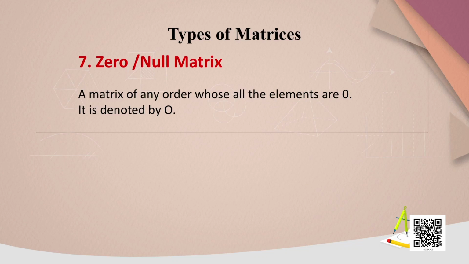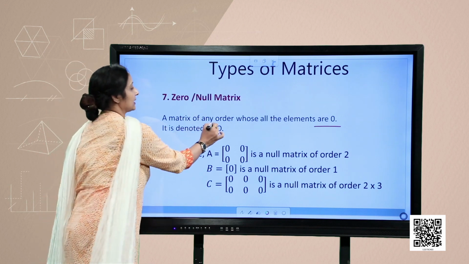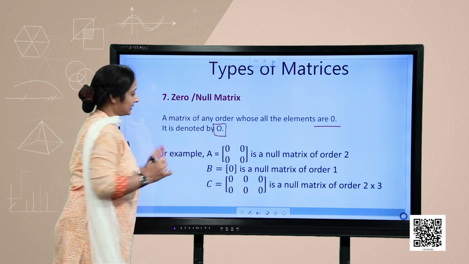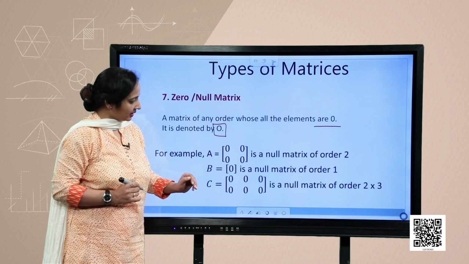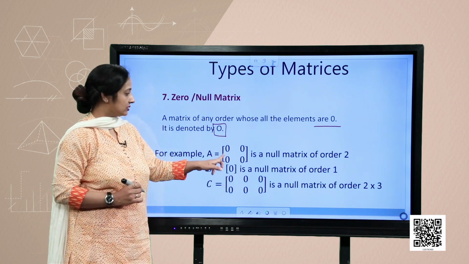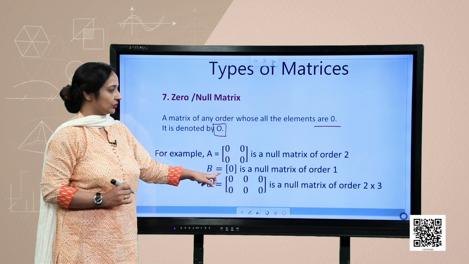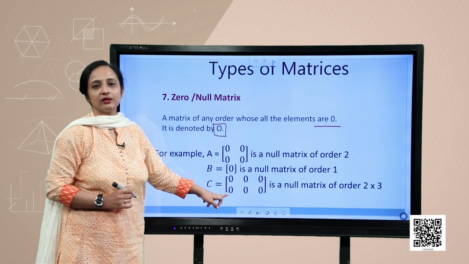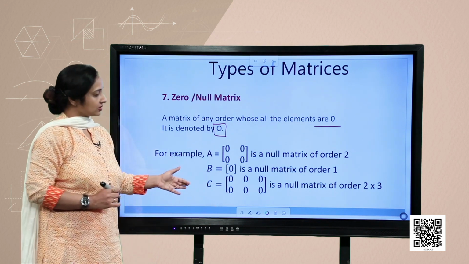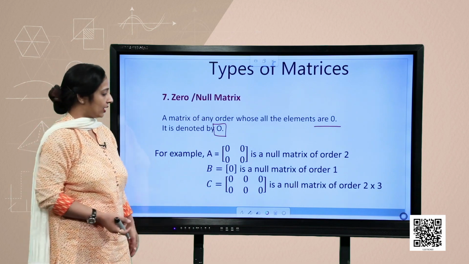So the next type of matrix is going to be the zero matrix, which is also known as the null matrix. A matrix of any order but whose elements are all 0 is known as a null matrix or zero matrix. It is denoted by capital letter O. And these are examples of null matrices of different orders. This is for order 2, this is for order 1, and this is for order 2 by 3. That depends on the situation and the question, whatever we require.